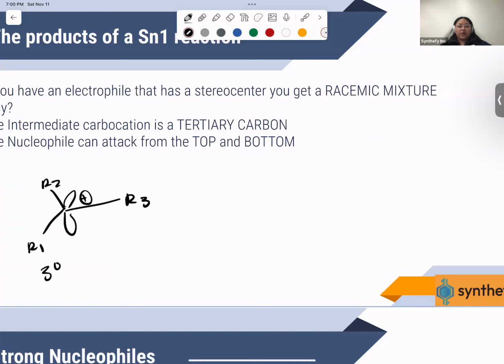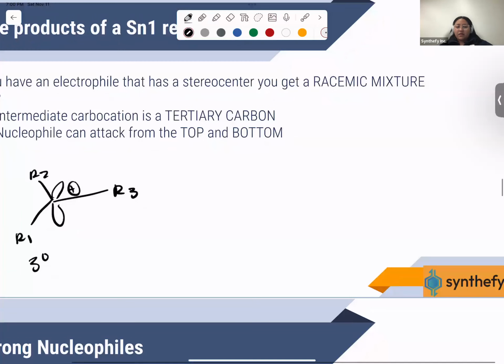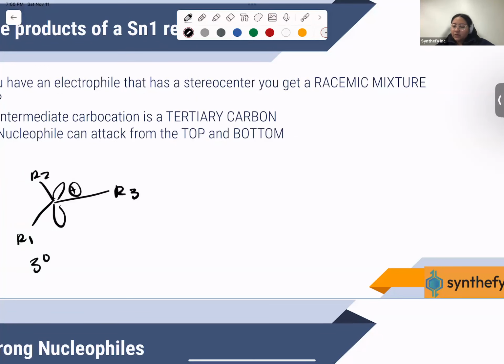And then now that you're having a nucleophilic attack in your SN1 reaction, once that substitution reaction takes place and finishes, you will get 50% of R and S. No matter if you started with an R or if you started with an S, your products will be 50-50, it will be split evenly.